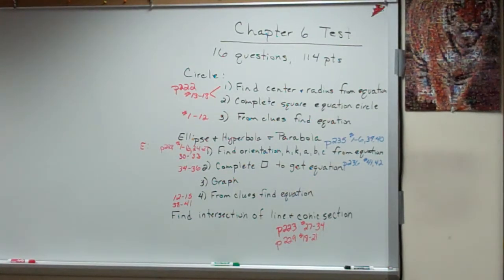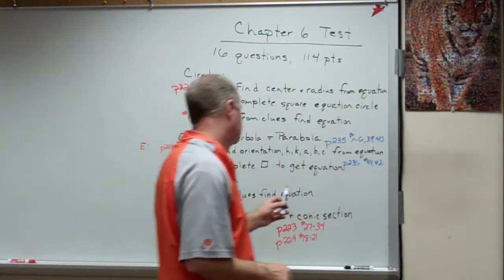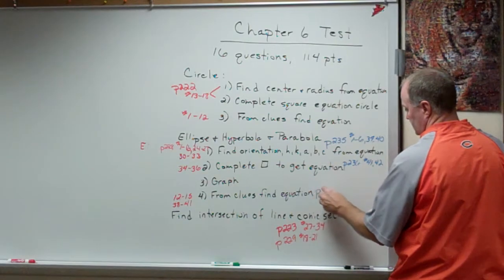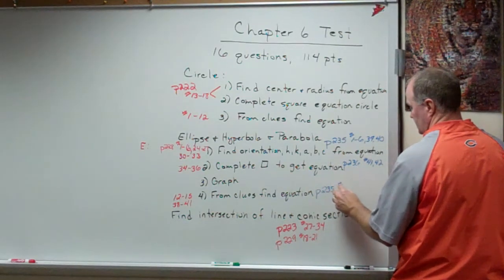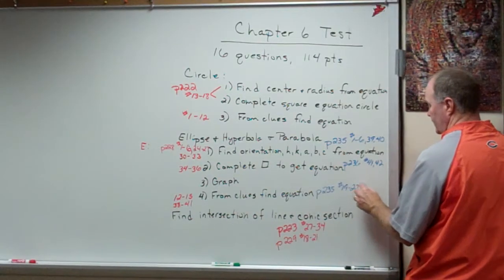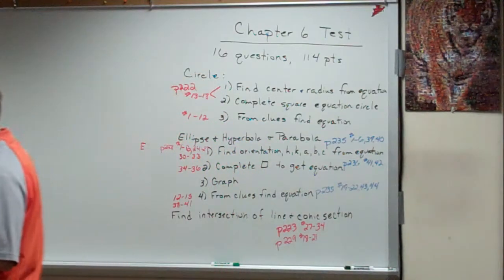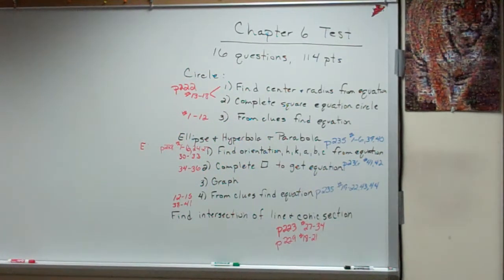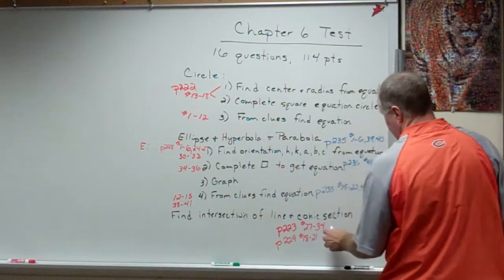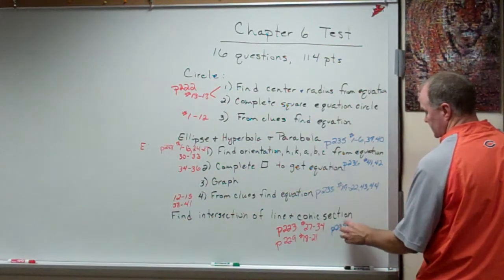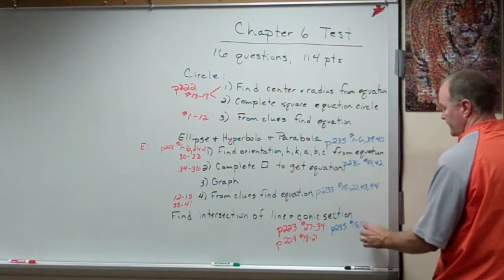And then the clues, 19 through 22, and 43 and 44. I don't think we, well, maybe we did. Yeah, we did. For the intersections, and 16.